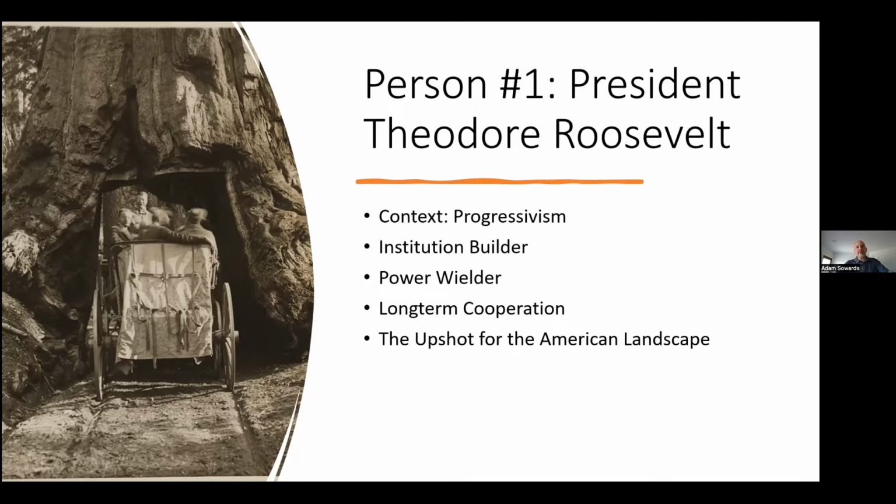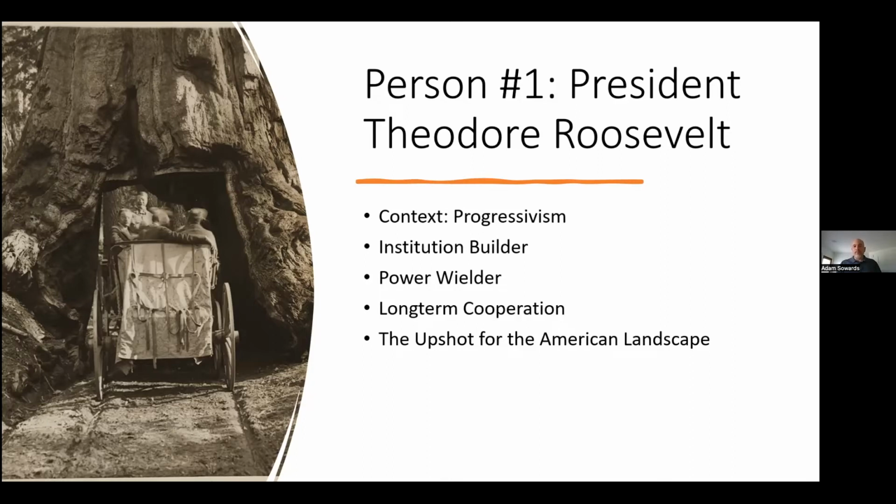And then last, Roosevelt was interested in the long-term cooperation of government and business. As he's just about out of office, he convenes a conference of governors where most of the governors in the United States come to Washington, D.C., and not just them, but leaders of business as well. And they're just there to talk about common problems and search for common solutions. And conservation was the theme for this.